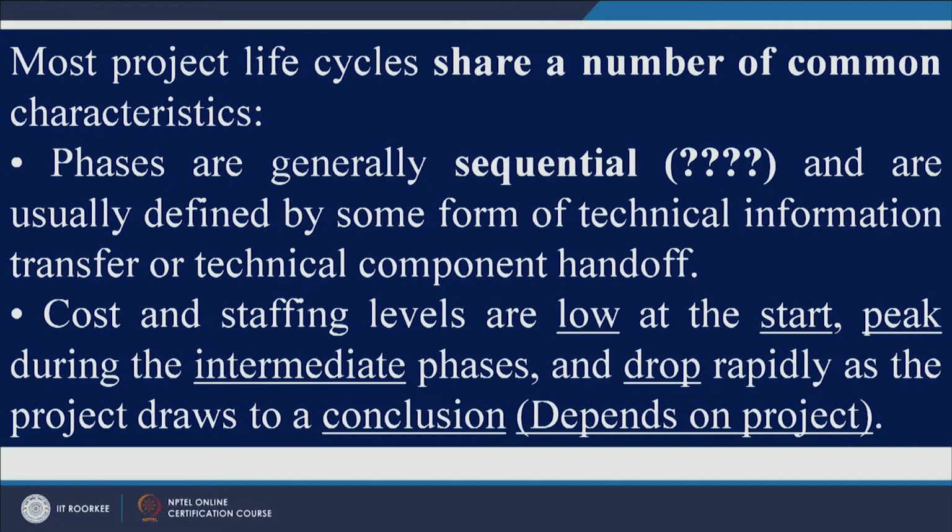When you start a project, what happens? Initially the cost and staffing level are low in the project. Cost and staffing level go up during the intermediate phase of the project, and they drop rapidly as the project moves towards the conclusion phase. So, broadly we can classify PLC into three phases. You have the conceptual phase, which you can also call the initiation phase, then the implementation phase, and the finishing phase.